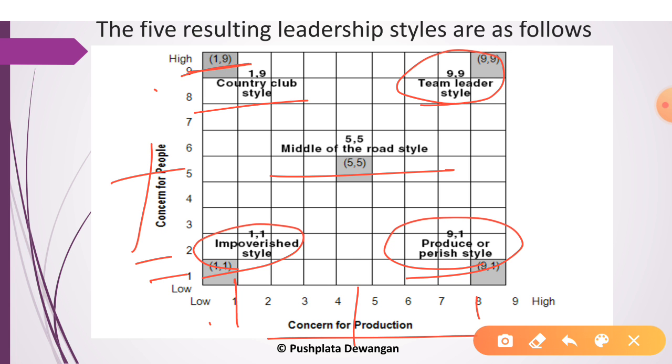Now the last one is under the 9,9 grid, that is the team leadership style, in which there is a high concern for production and also a high concern for people. Here the motivation level is quite high, and this is the soft style which is based on the proposition of Theory Y of Douglas McGregor.